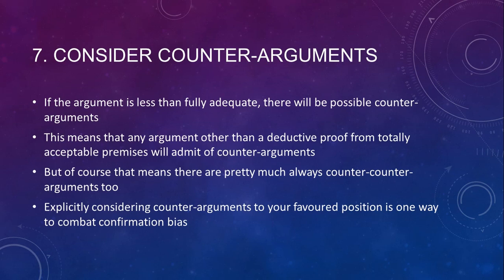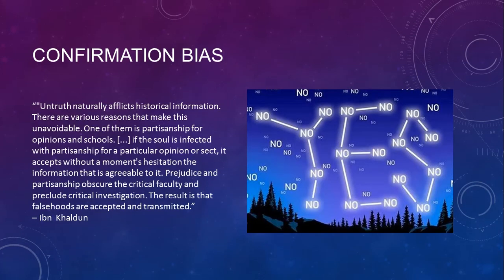Explicitly, the reason why we make this a step in the process is that explicitly considering counterarguments to the position that you favor is one of the ways that you can combat confirmation bias. So, confirmation bias. This is a description from Ibn Khaldun. I think he's a 14th or 13th century Islamic philosopher. He says, untruth naturally afflicts historical information, all information.